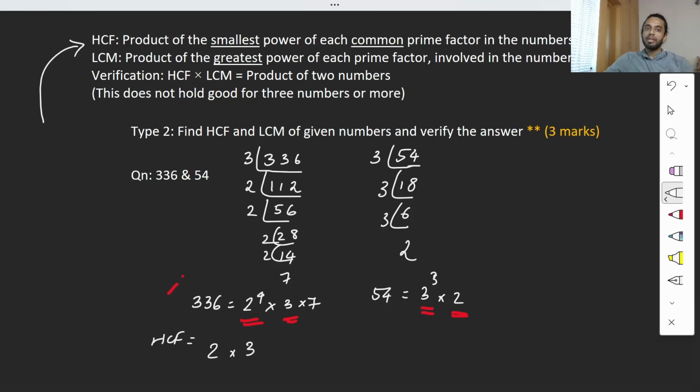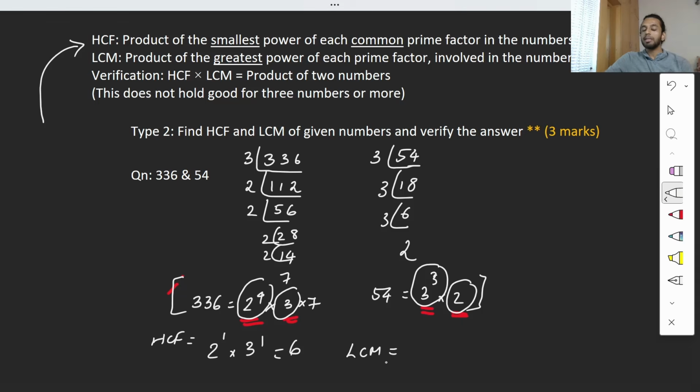And now we go back to the hint that is given at the top of the screen. Product of the smallest power of each common prime factor. So we took the common factors in both these prime factorizations, and now we have to take the smallest power. When we compare 2 power 4 and 2 power 1, 2 power 1 is the smallest. When we compare 3 power 1 and 3 power 3, 3 power 1 is the smallest. So when we multiply these two, we get the HCF value as 6. That's how we solve the HCF.